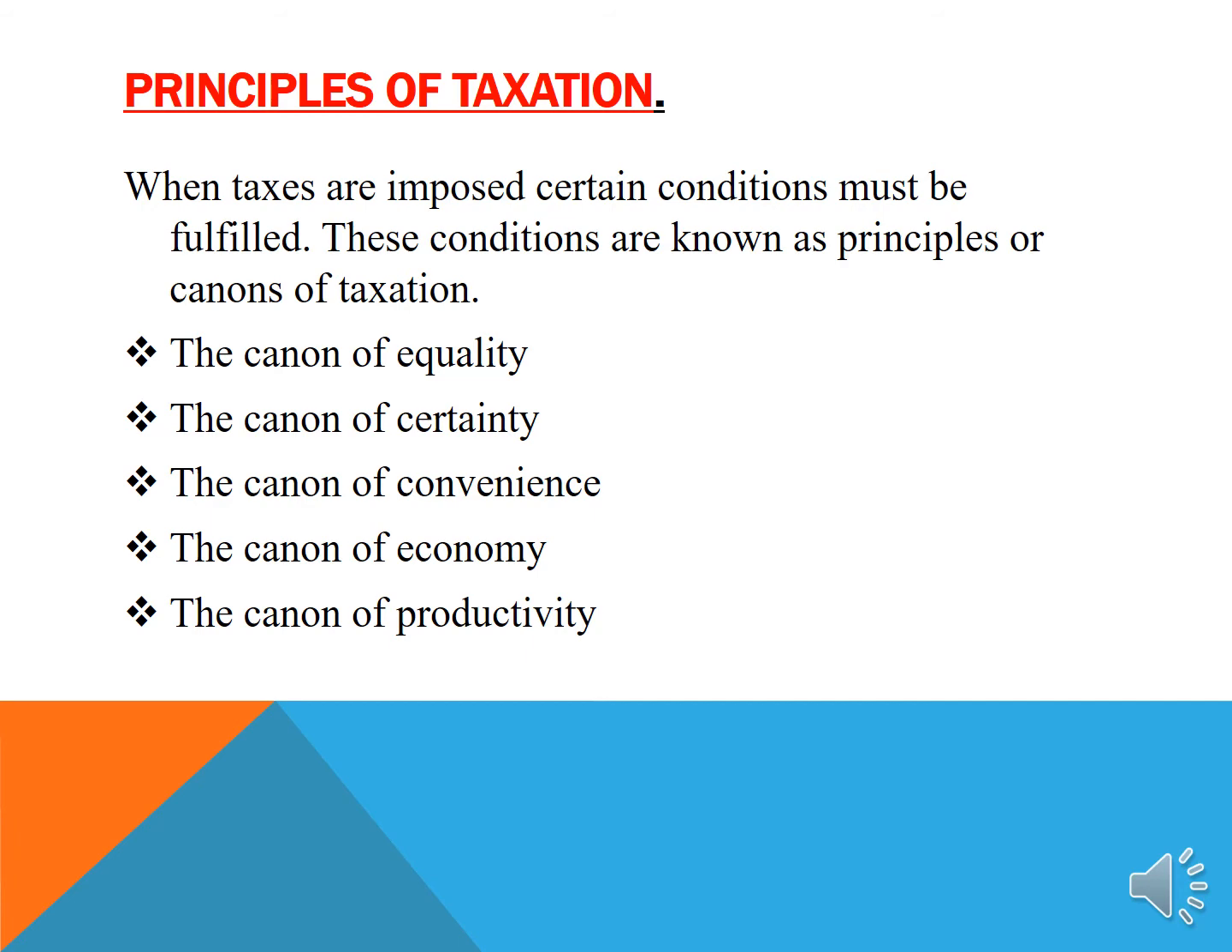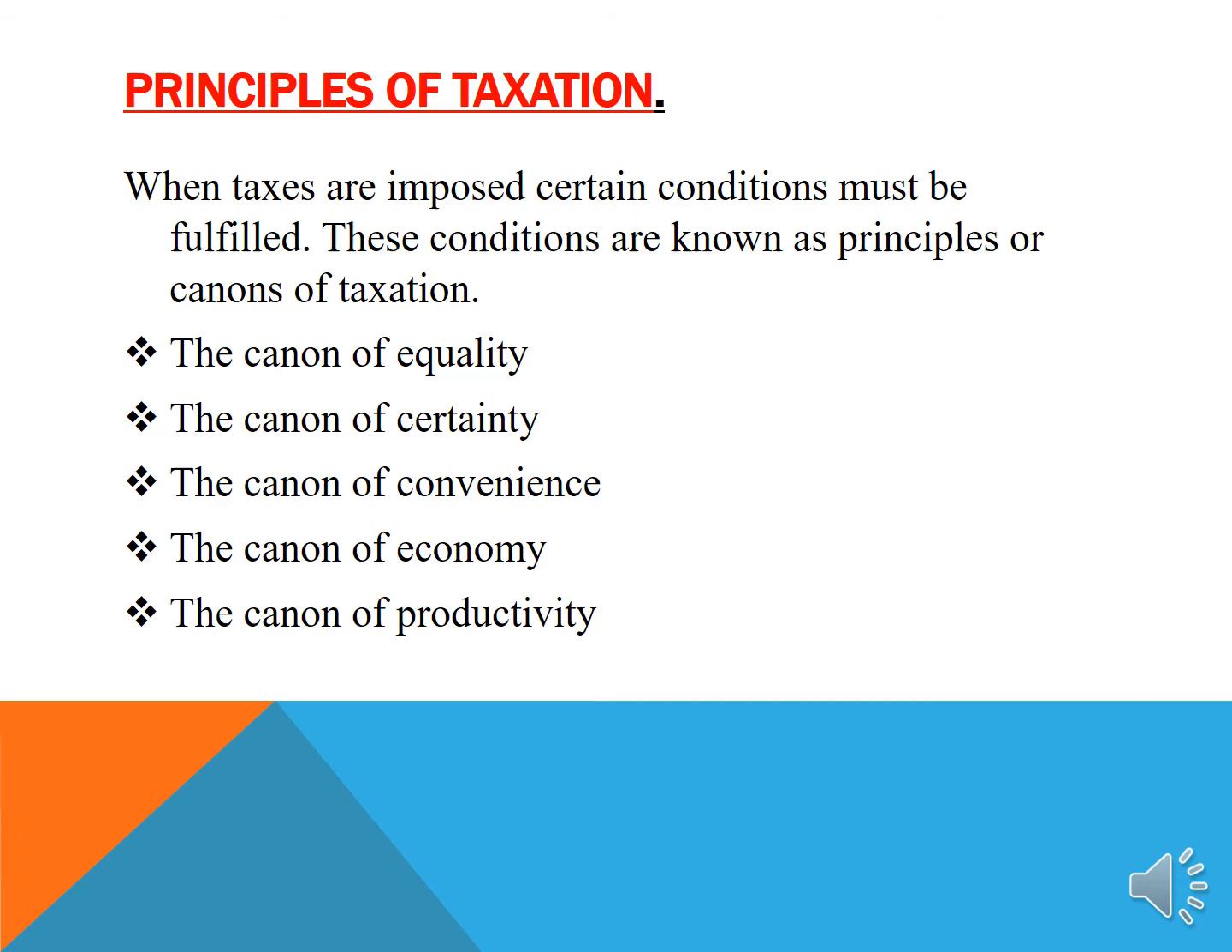Smith explained it thus: the subjects of every state ought to contribute towards the support of the government as nearly as possible in proportion to their respective abilities, that is, in proportion to the revenue which they respectively enjoy under the protection of the state. It means that every person should pay the tax according to his ability and not the same amount.